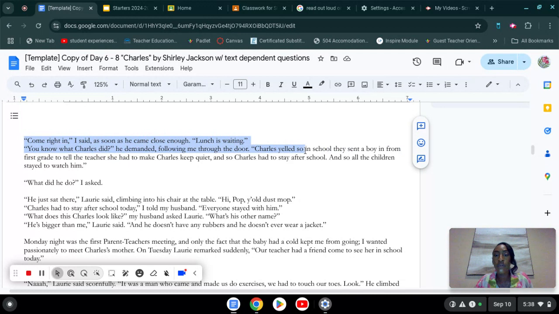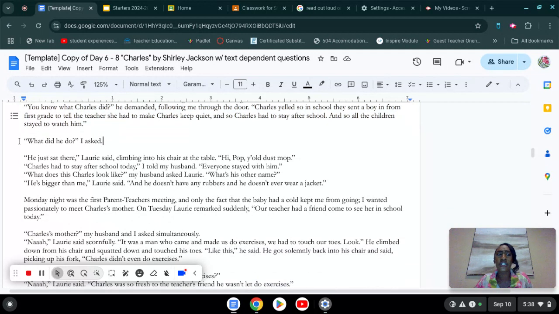"Charles yelled so bad in school, they sent a boy in from first grade to tell the teacher she had to make Charles keep quiet. And so Charles had to stay after school. And so all the children stayed to watch him." "What did he do?" I asked. "He just sat there," Laurie said, climbing into his chair at the table. "Hi, Pop, you old dust mop," Charles said. "Charles had to stay after school today," I told my husband. "Everyone stayed with him." "What does Charles look like?" my husband asked Laurie. "What's his other name?" "Well, he's bigger than me," Laurie said, "and he doesn't have any rubbers, and he doesn't ever wear a jacket."